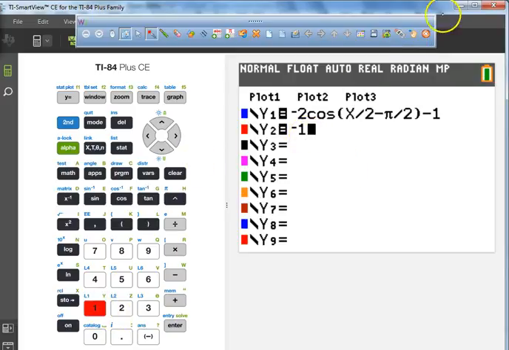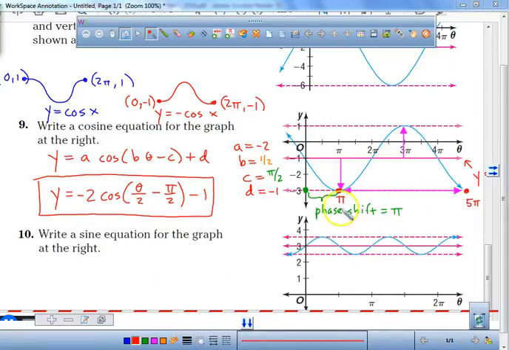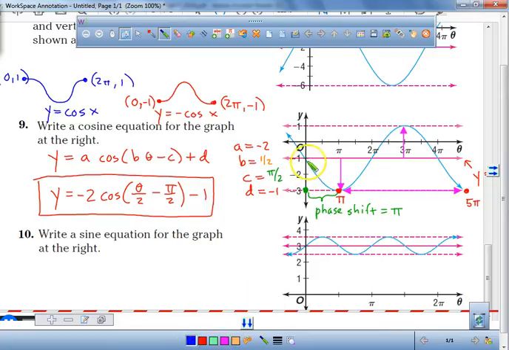Now I'm going to change my window real quick. Before I hit graph, I'm going to change my window. Just so you know where I'm starting, I'm going to start at 0, and I'm going to finish at 5 pi. So what's going to come up on the graphing calculator screen is just from here to right there. That's what you're going to see on the graphing calculator.